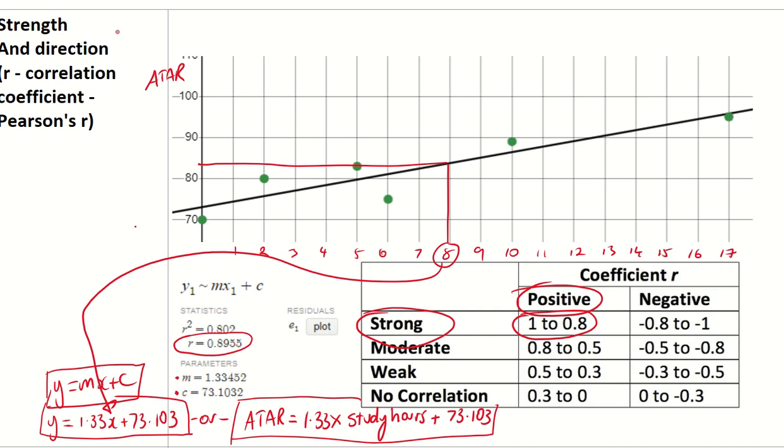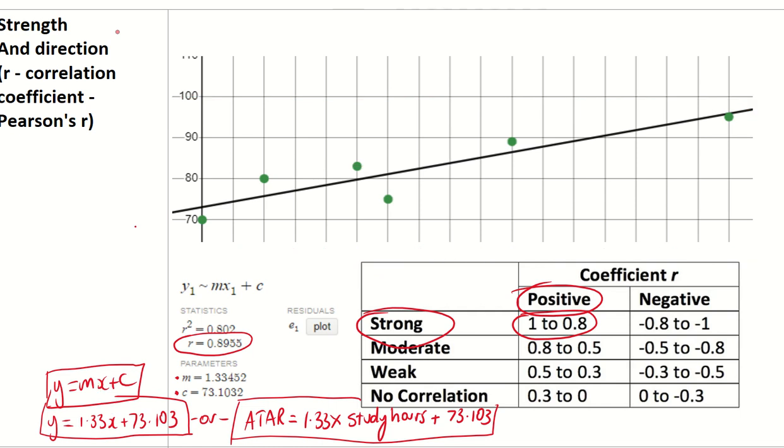However, if you're asked, well, how many hours does someone need to study to get that elusive 99.95? Again, either using the graph or using the equation, you can also predict how many hours they need to study. You need to be careful with this one because that's a process called extrapolation outside of our data set, and we need to make the assumption that that relationship that we've found continues beyond the data that we collected.